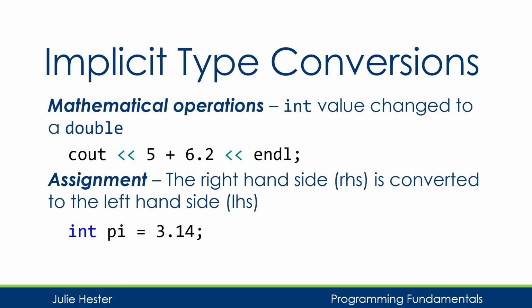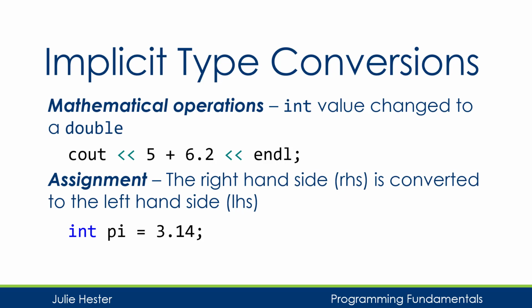Let's say I created an integer variable called pi, and I want to assign 3.14 to it. Well, 3.14 is a double, but pi is an integer in this case. We can't make pi's data type change. So we're going to have to take the right-hand side value, the 3.14, and demote it to become an integer. When we demote the value, we're going to lose the fraction, we'll truncate the value, and now pi will be equivalent to 3.